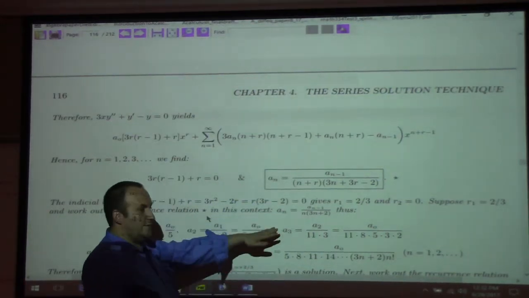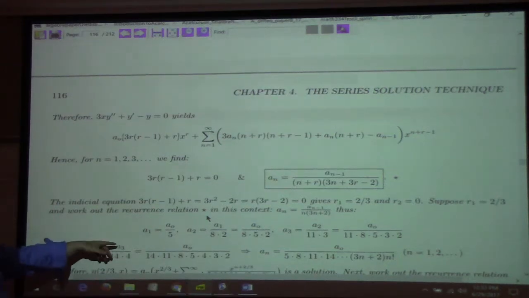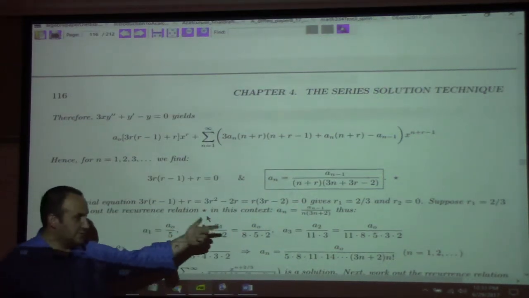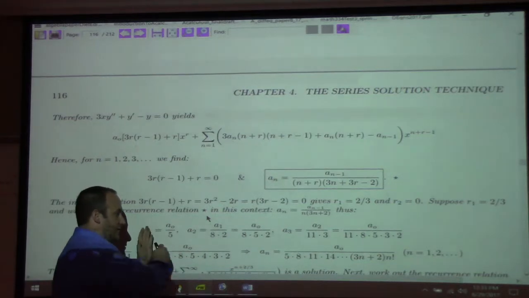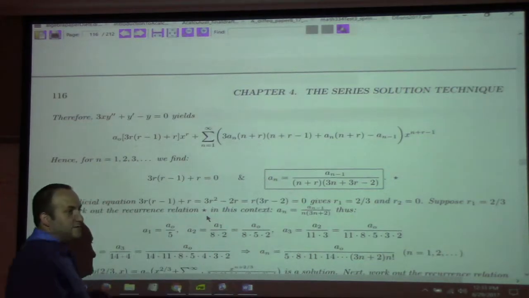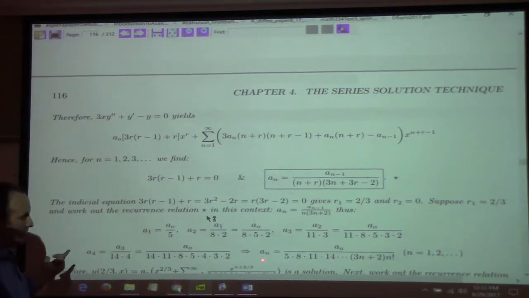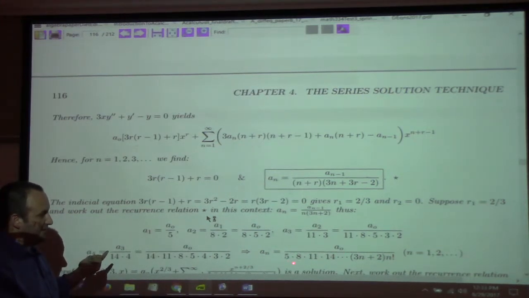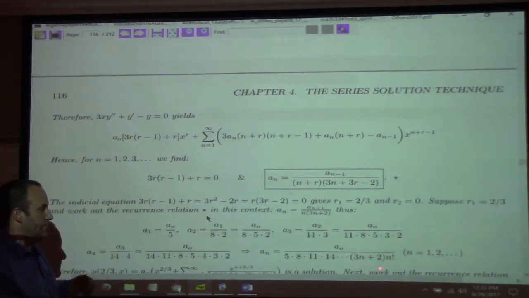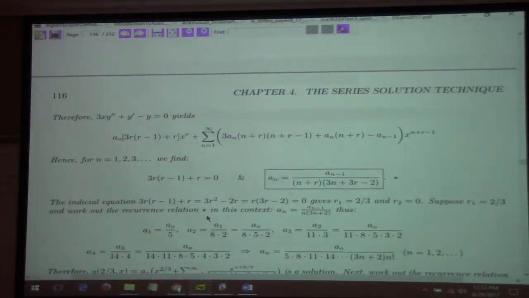Then that's a nice formula, and I can do the usual thing. I put in 1, I put in 2, I put in 3. I keep folding the earlier ones into the later ones, looking for a pattern. After a bit, I see this is about the best I can do. a sub n is a sub naught over 5 times 8 times 11 times 14, times 3n plus 2 times n factorial? Where did that factorial come from?